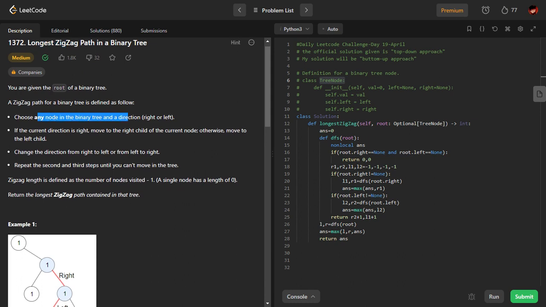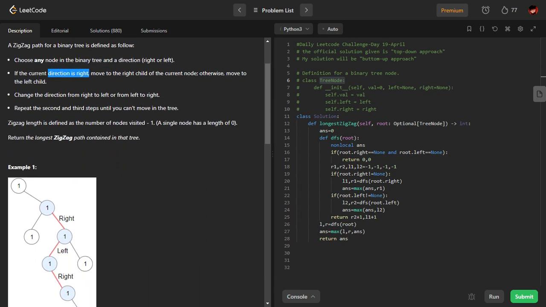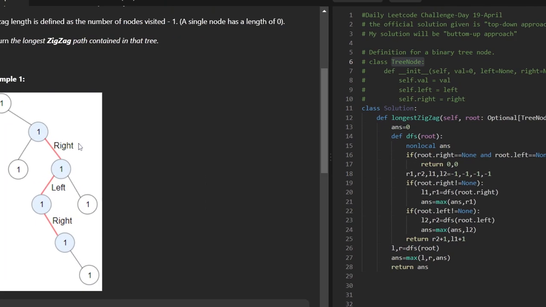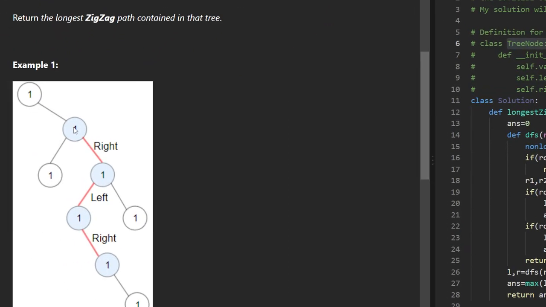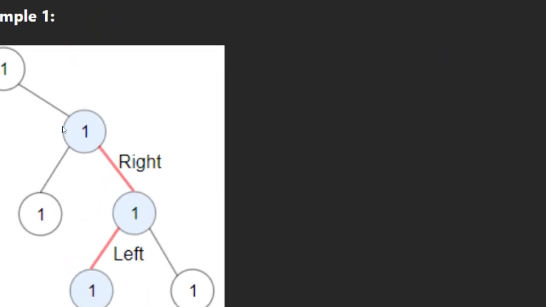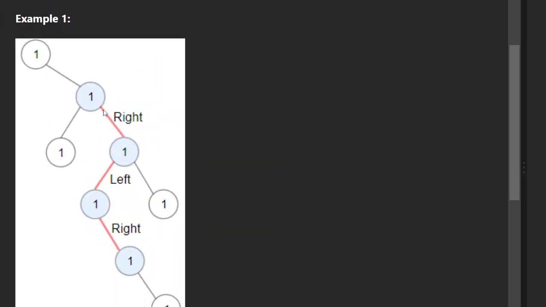You can choose any node in a binary tree and a direction, and follow the direction with its right. Let me give you the example here, that will be better. You can select any node and then a direction. For example, I'm selecting this one which you are seeing here, and then I'm moving right. I could have moved left also, but if I move left, I will have to stop. So the maximum length possible is this.